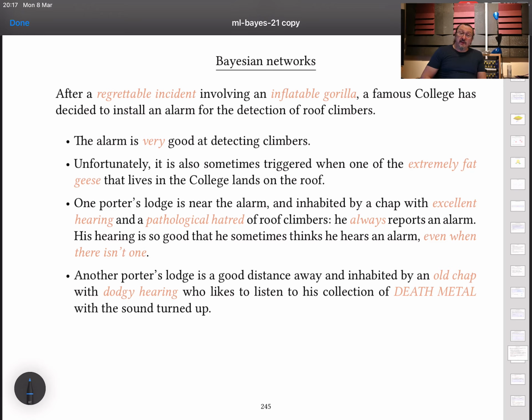In the other porter's lodge, which is a considerable distance away, there is an older chap with dodgy hearing who likes to listen to death metal very loud. And so he is less likely to end up making a report when an alarm occurs. Now we want to represent this little piece of the world using a Bayesian network.